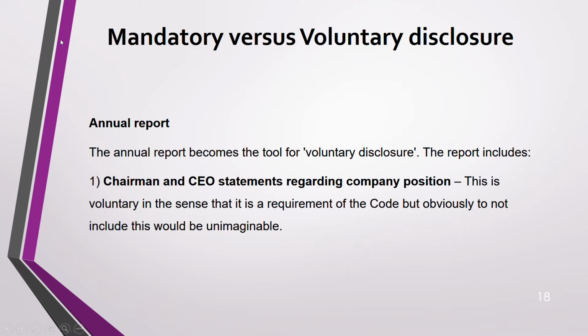Number one, chairman and CEO statement regarding company position. When you see a company's annual report, just see very clearly there is one section for the chairman and the CEO statements. Those are voluntary. If you do not include them, there's no harm in the report. Voluntary in the sense that it is not a requirement of the code. But just imagine if it was not there, how hard it would be for you to understand the company's position. Most of the time, you will not see any annual report where these two statements are not given. Nowadays, every annual report has it. It looks like it's mandatory because every company has it.